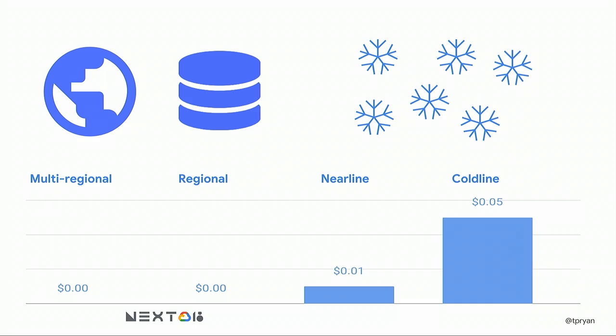There's also another cost involved, which is retrieval. So if I go and retrieve a file from multi-regional or regional, we don't charge you for just accessing the file. Whereas with Nearline and Coldline, because we want to encourage you to park them and leave them, we have a 1 cent per gigabyte charge for pulling down from Nearline and a 5 cent per gigabyte charge for pulling down from Coldline. And again, that's probably the least of your problems then, but just know.